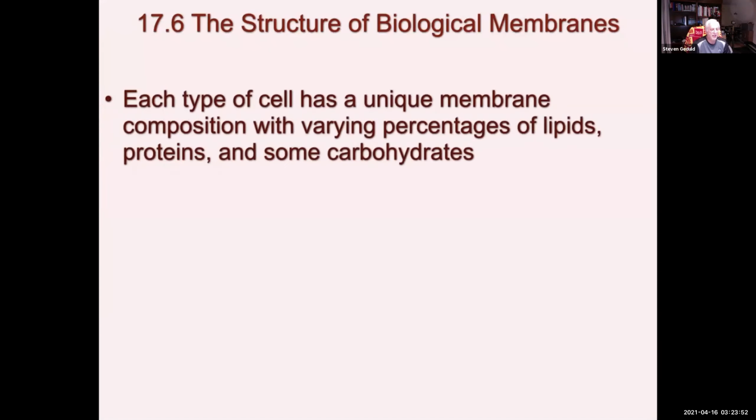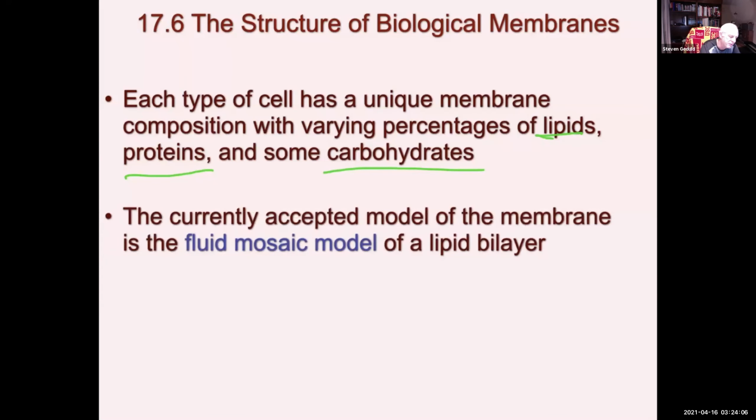Structure of biological membranes. Each type of cell has a unique membrane with varying percentages of lipids, proteins, and carbohydrates making up your cell membrane. The currently accepted model of the membrane is the fluid mosaic model. The shape of the membrane is always changing. It's a lipid bilayer, which means the hydrophobic part is on the inside, the hydrophilic part is on the outside, and the shape and composition is always changing. The amount of proteins in it, the amount of lipids in it is constantly changing. That's why it's called a fluid mosaic model.